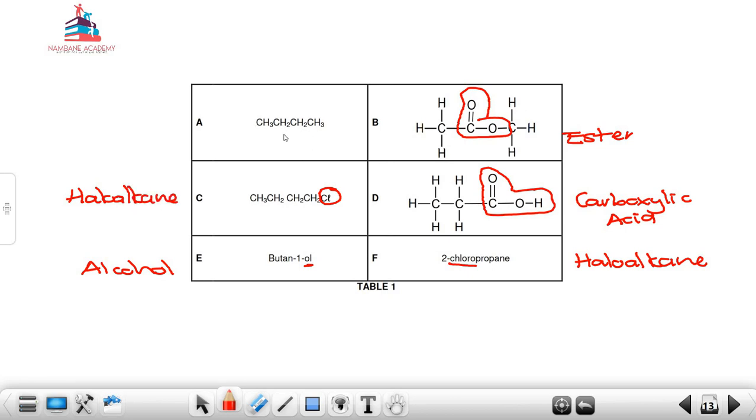Here, 1, 2, 3, 4, 3, 5, 7, 10. That is CnH2n+2. That is an alkane. So those are all the homologous series.